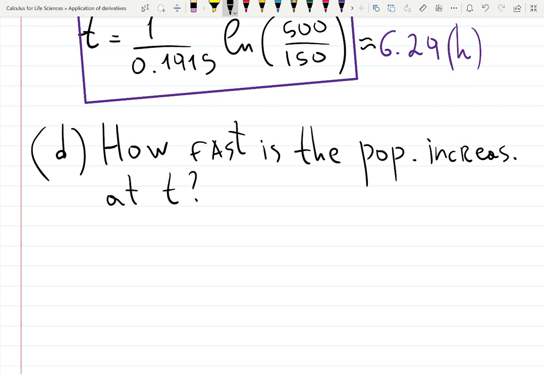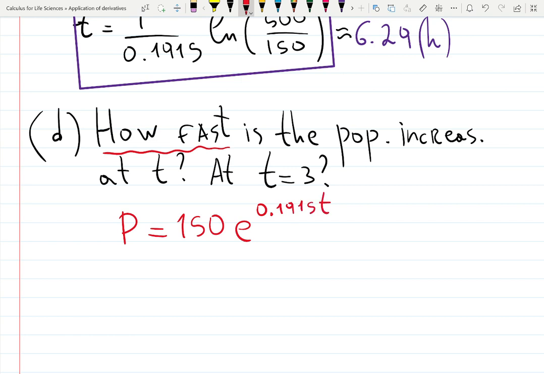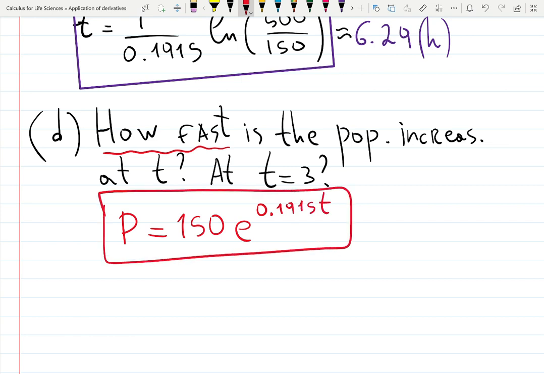First at t, so at any time, and then also at 3 hours. How fast is a synonym of derivative. See, they want us to go to the very beginning, the red box we had. When I wrote P equals 150e, I could keep k. K is a constant, so it will not change the process of differentiation. But I found it, so why not put it there? 0.1915t. This is the red box. But to be honest, when you differentiate, k is a constant, so it will be general anyway.